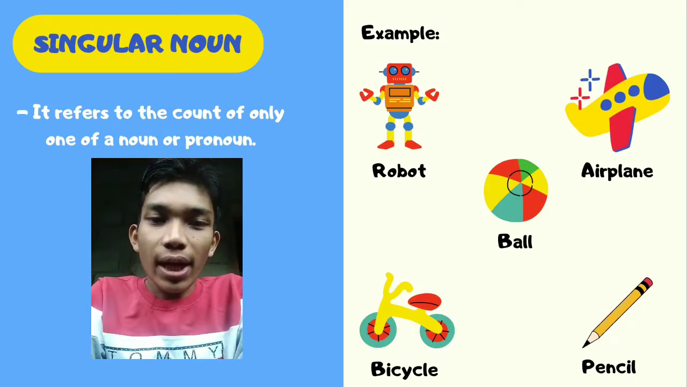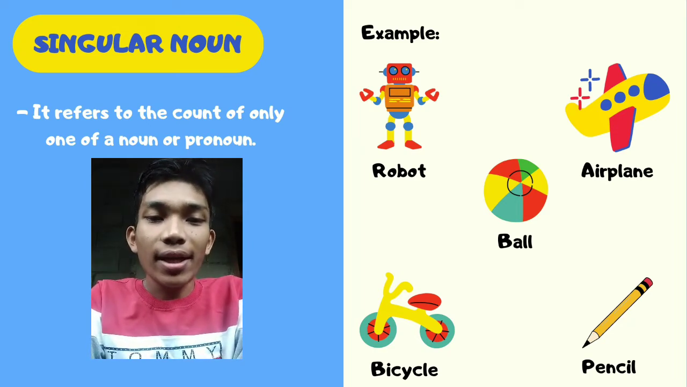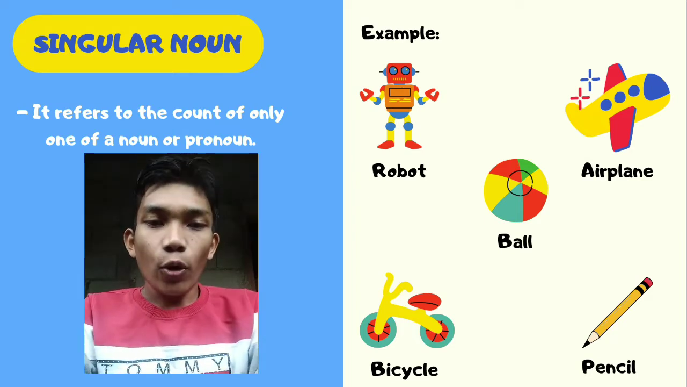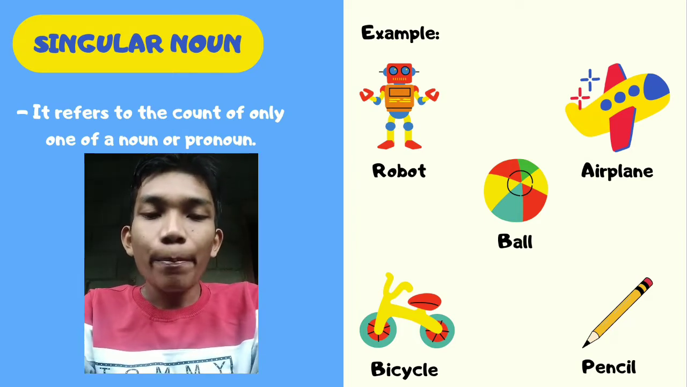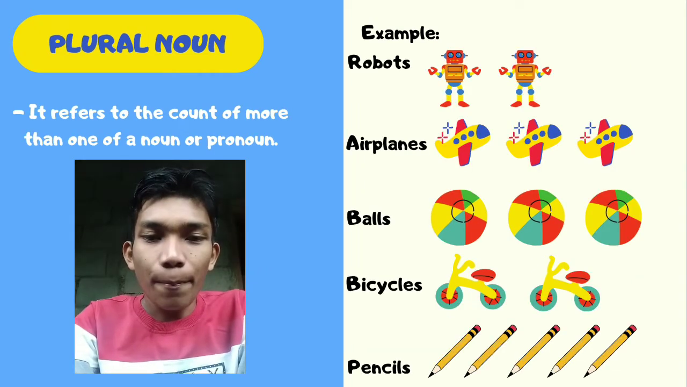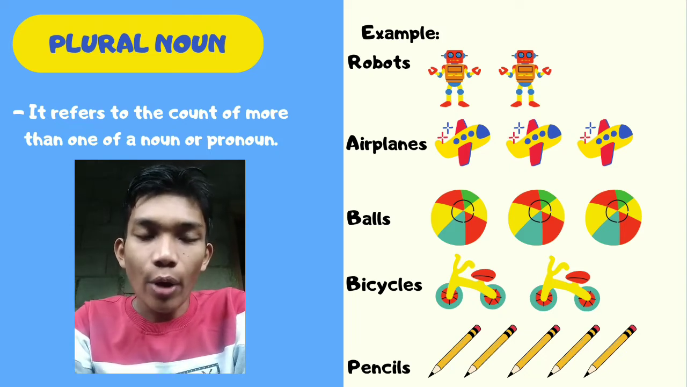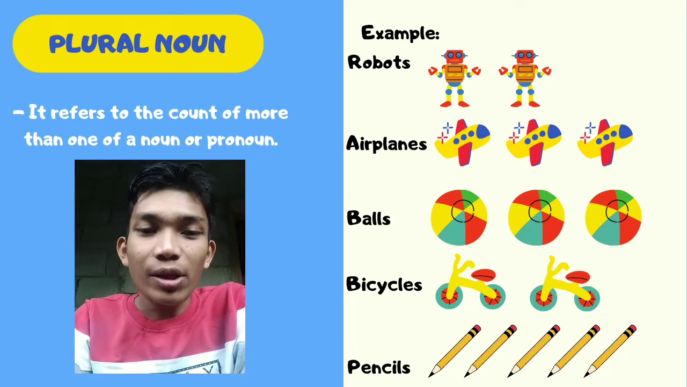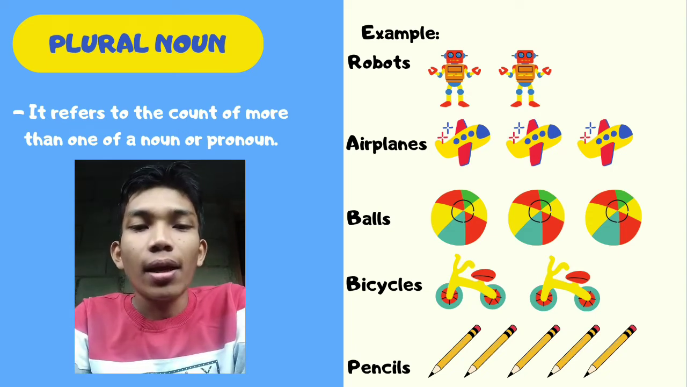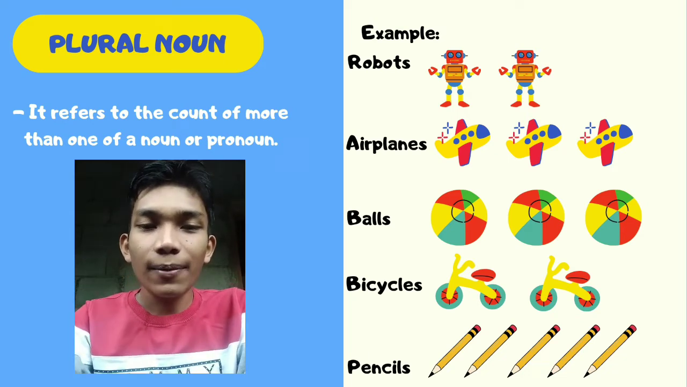Singular number refers to the count of only one of a noun or pronoun, which means it cannot exceed the count of one. For example, robot, airplane, ball, bicycle, and pencil. Plural number refers to the count of more than one of a noun or pronoun, which means it can be two, three, or more. For example, robots, airplanes, balls, bicycles, and pencils.